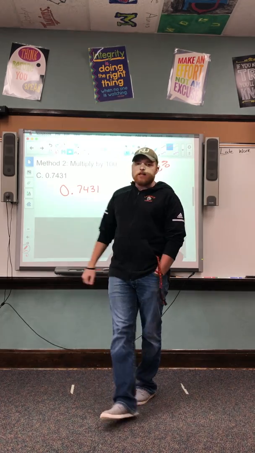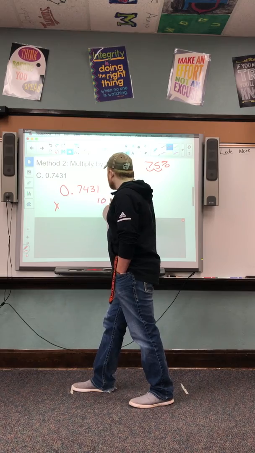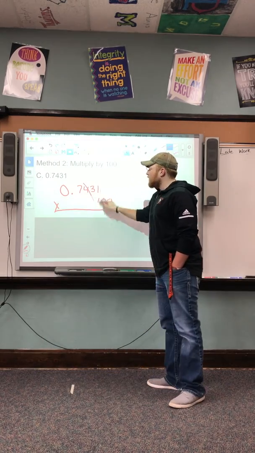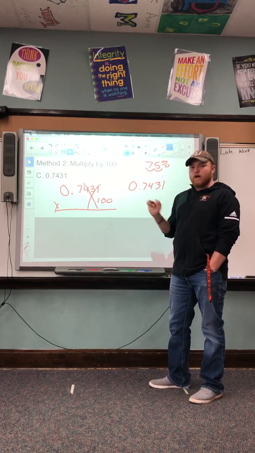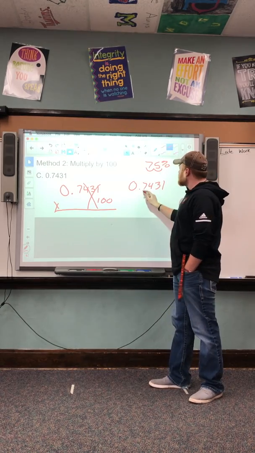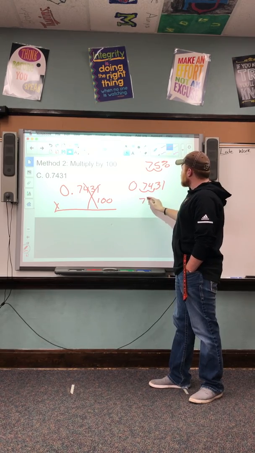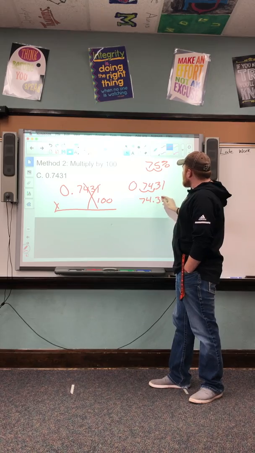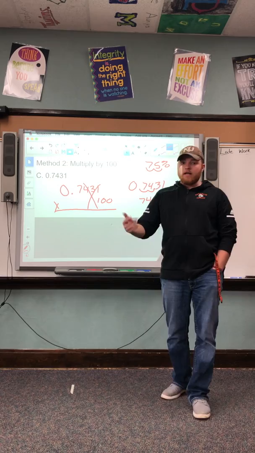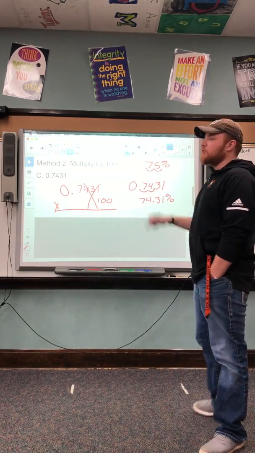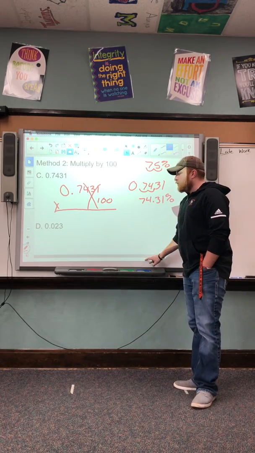So if we have 7,431 ten-thousandths multiplied by 100, you don't have to do the multiplication out. You just have to move the decimal over to the right 2 places, because there are 2 zeros. So we have 1, 2, and the decimal goes right there. Then we have 74.31%, and that's our answer. You just have to move that decimal over to the right 2 places.